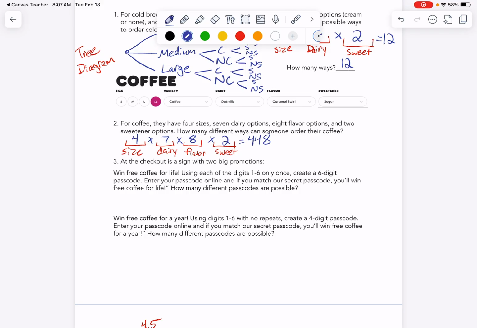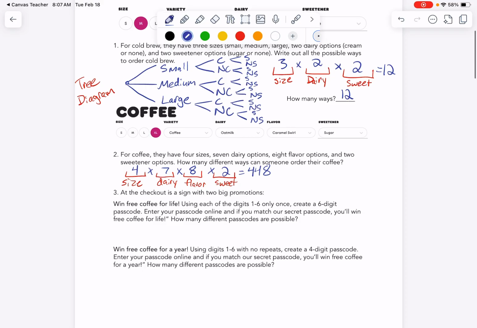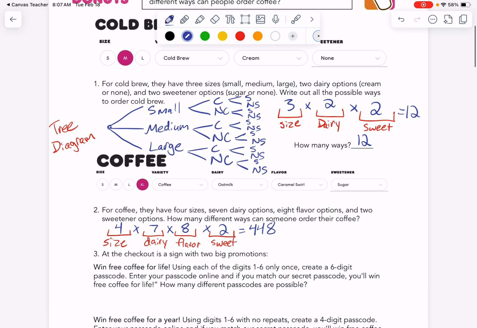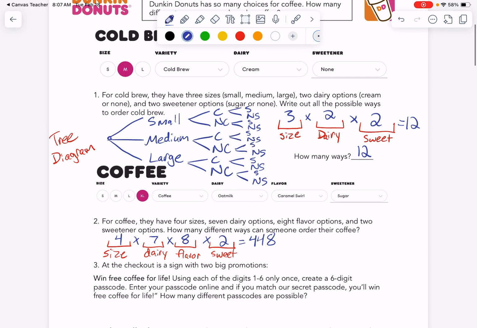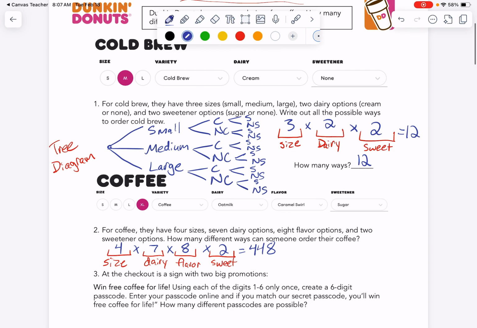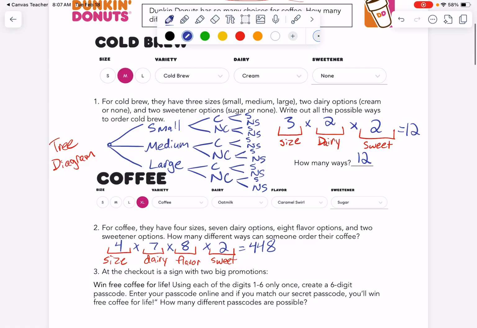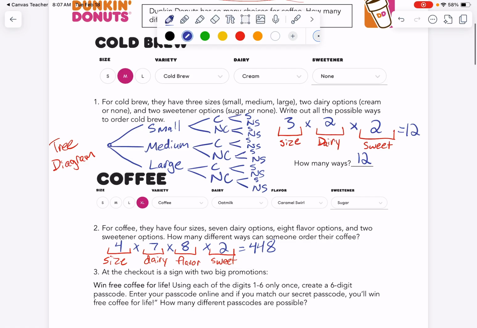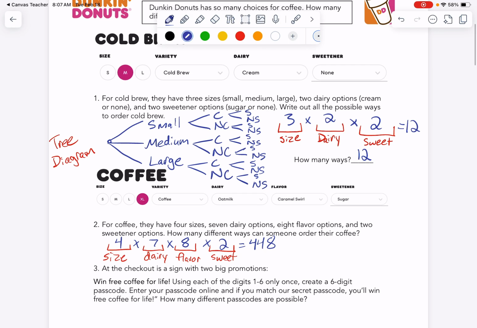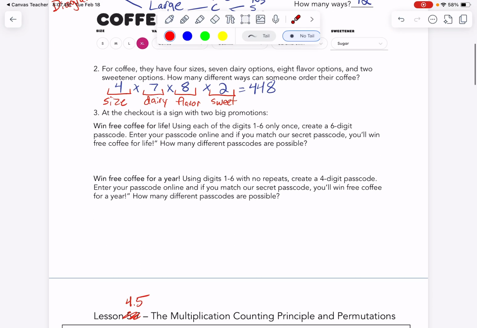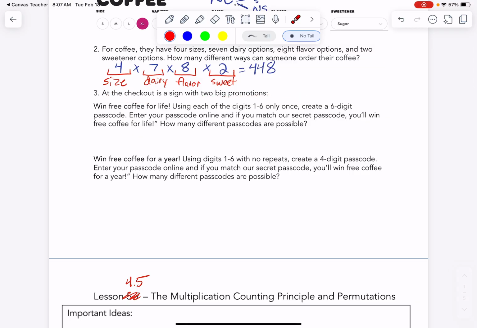All right. So, like I said earlier, imagine we're in our unmarked white van. We've all piled into it as an entire class, and we're taking a class field trip to Dunkin' Donuts. We pull through the drive-thru, and we are ordering, and they offer us a promotion. So at the checkout, we've got 2 big promotions. We can win free coffee for life.